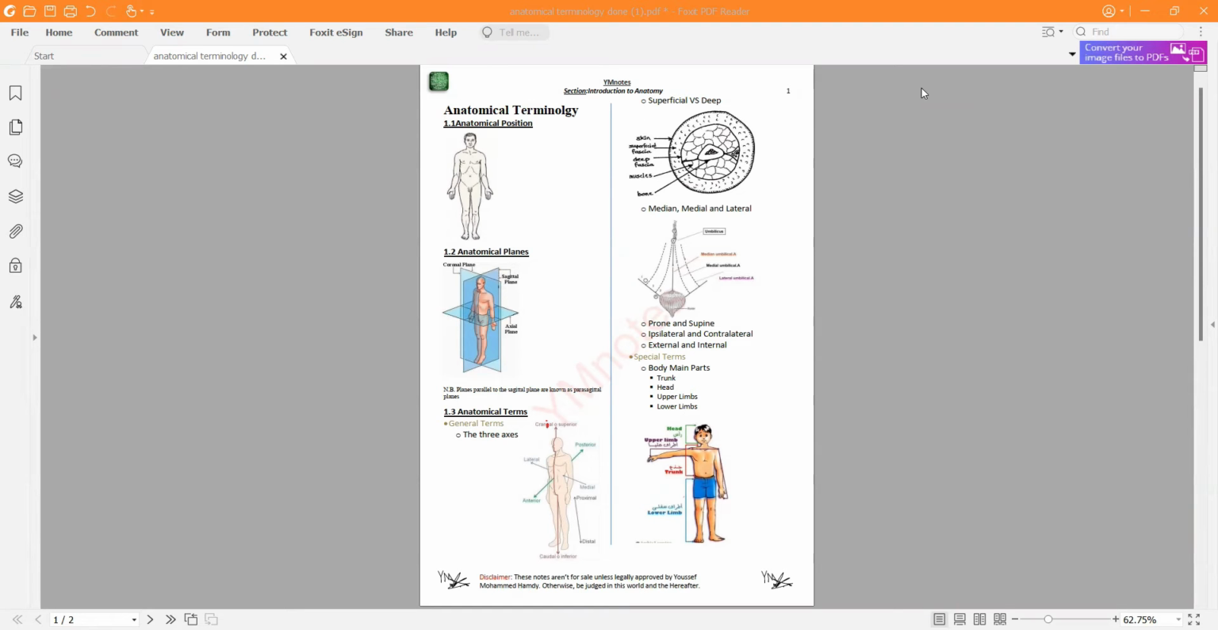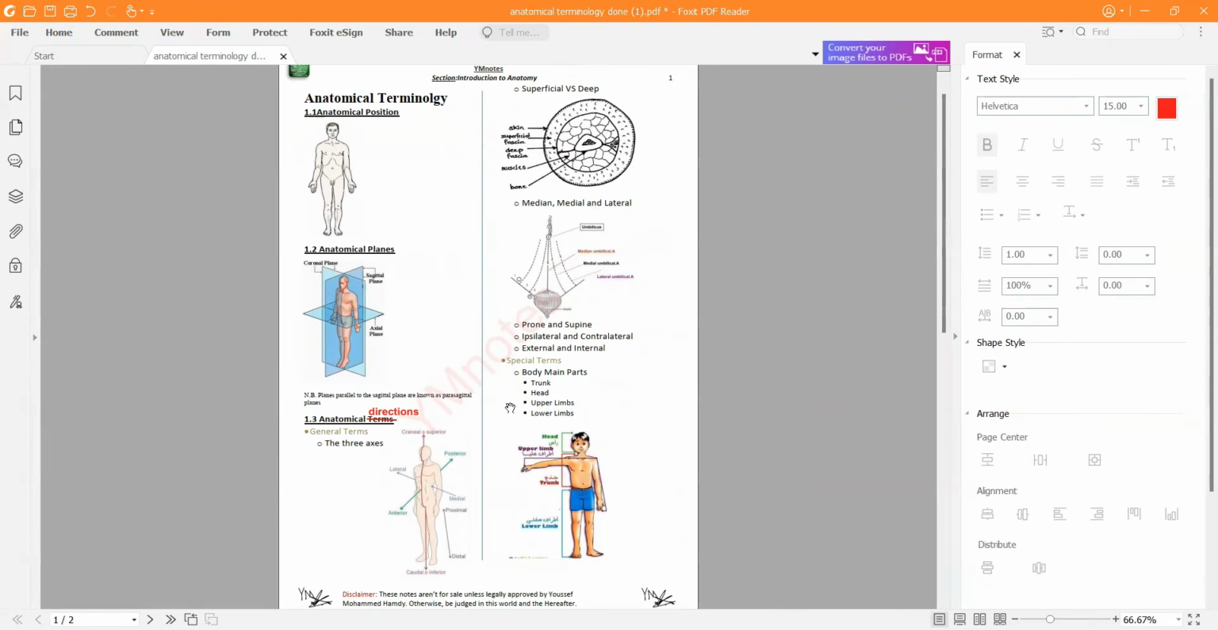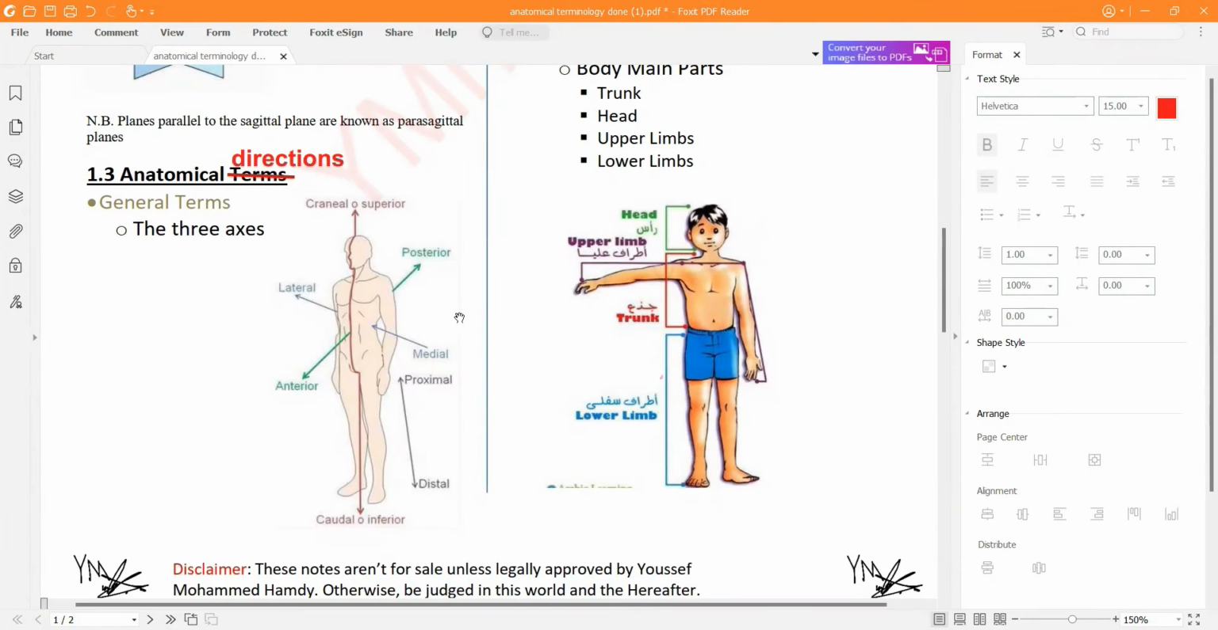So, what are anatomical directions? Well, they're normal anatomical terms, just like any in this terminology chapter. We have general terms used generally on the whole body, and special terms used with specific parts in the body. Starting with the general terms, we have the three axes.